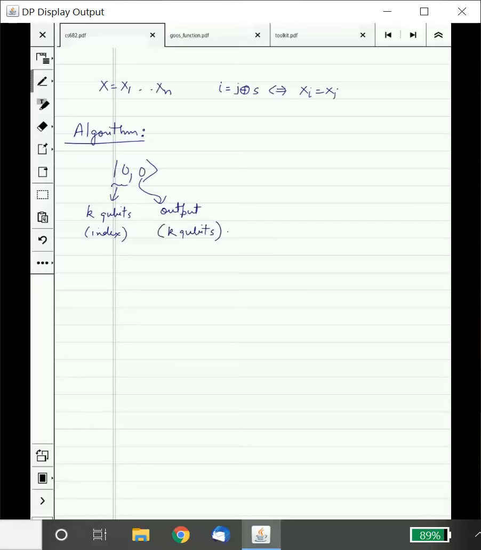This should not surprise you. This is because even to write xi, I need k qubits. That's why I will start with 2k qubits, all in state 0. Independent of the second register, I can convert the first into an equal superposition. That can be done using Hadamard.